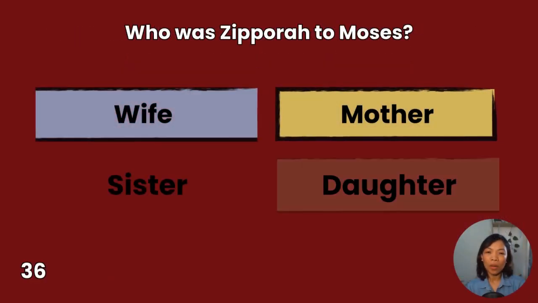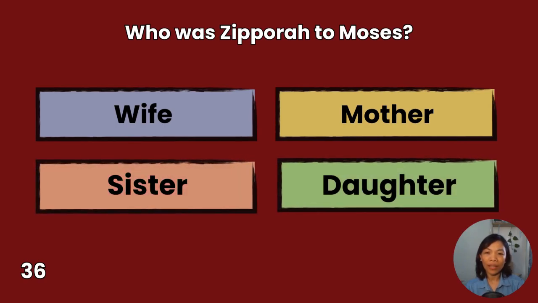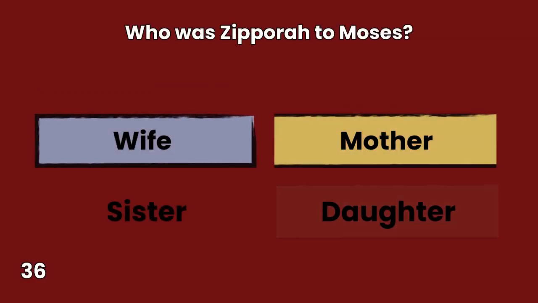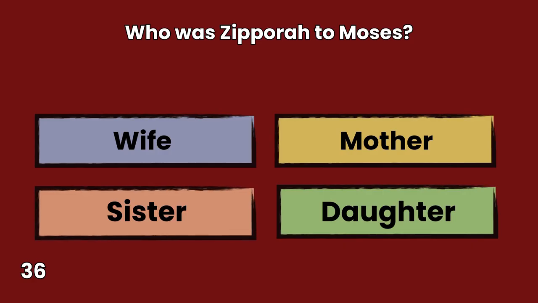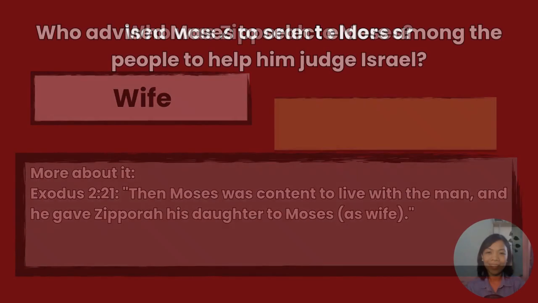36. Who was Zipporah to Moses? Wife, sister, mother, daughter. You have 10 seconds to answer. The answer is wife, Exodus 2:21. Then Moses was content to live with a man, and he gave Zipporah his daughter to Moses as wife.